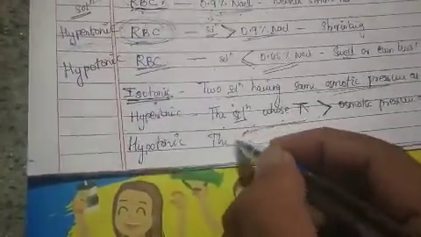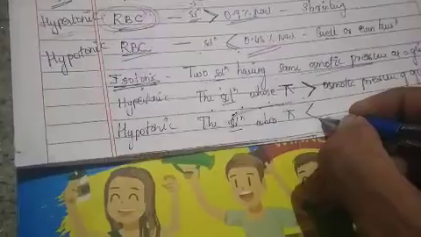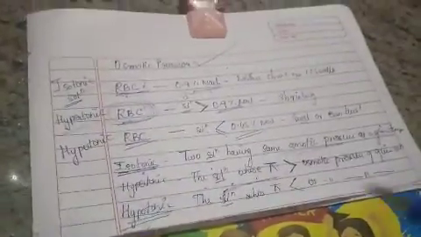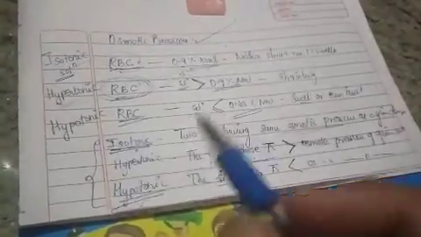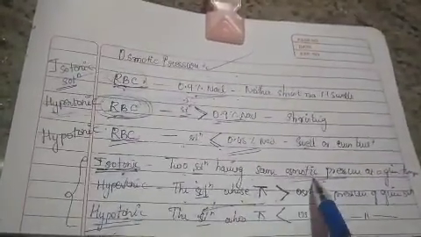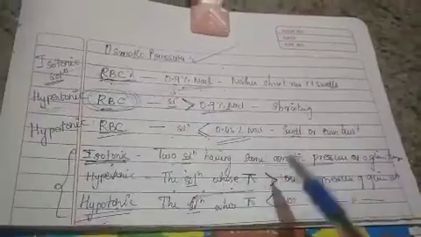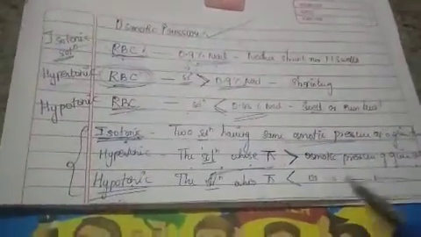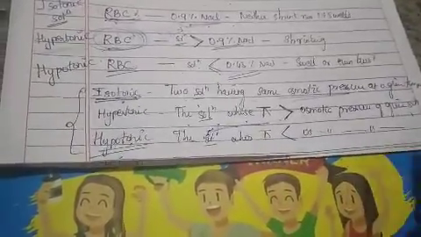Coming to the hypotonic, of course you can say it. What that means is, the solution whose osmotic pressure is less than the osmotic pressure of the given solution. Such solutions are called hypotonic solutions. So with respect to osmotic pressure, we define these three types of solution. Isotonic means two solutions having the same osmotic pressure at a given temperature. Hypertonic means the solution whose osmotic pressure is greater than that of the given solution. And hypotonic means the solution whose osmotic pressure is less than the osmotic pressure of the given solution.